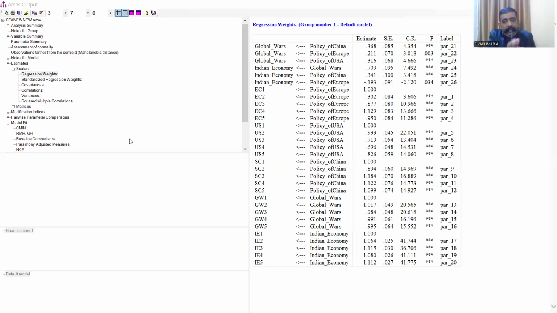I must share the AMOS output. This is the AMOS output screen, the most important one. The tables are the same as the CFA output tables. Most importantly, you can see the model fit.